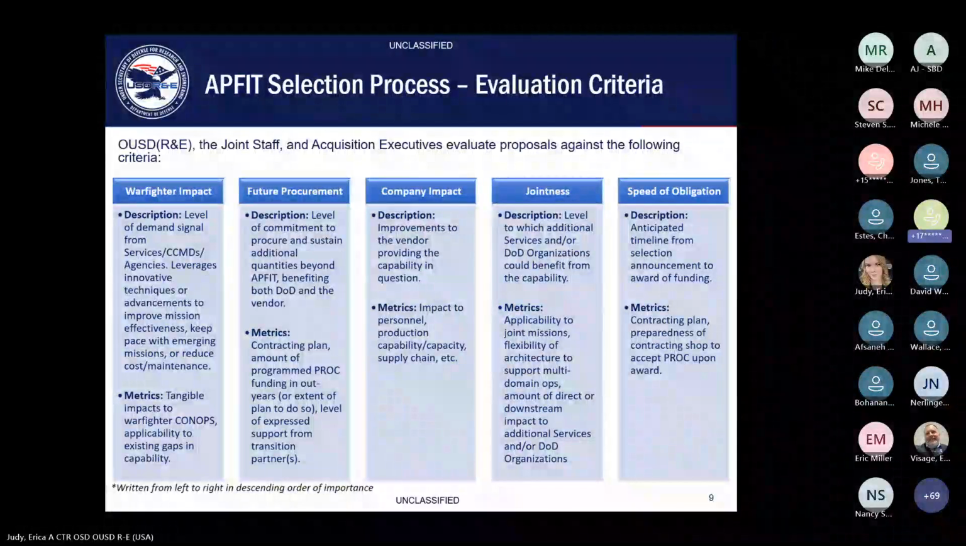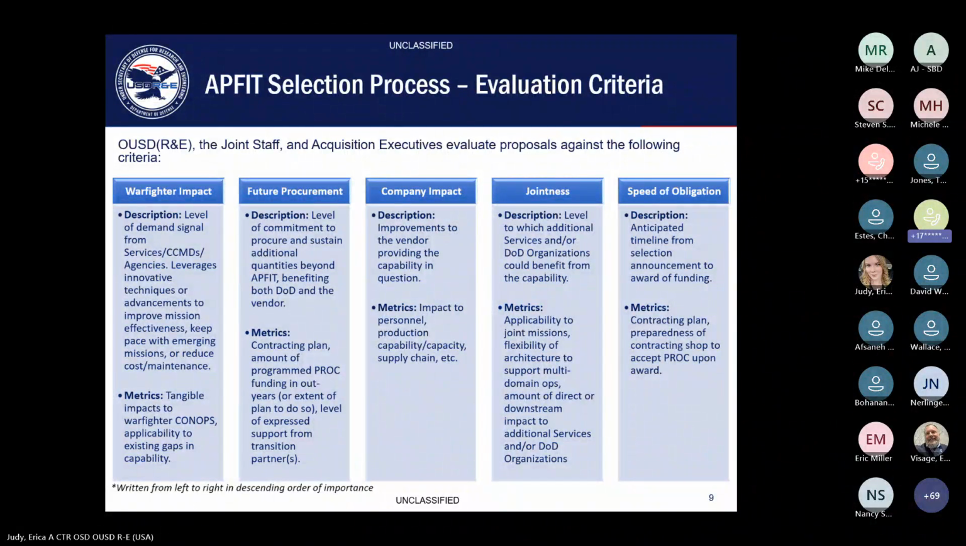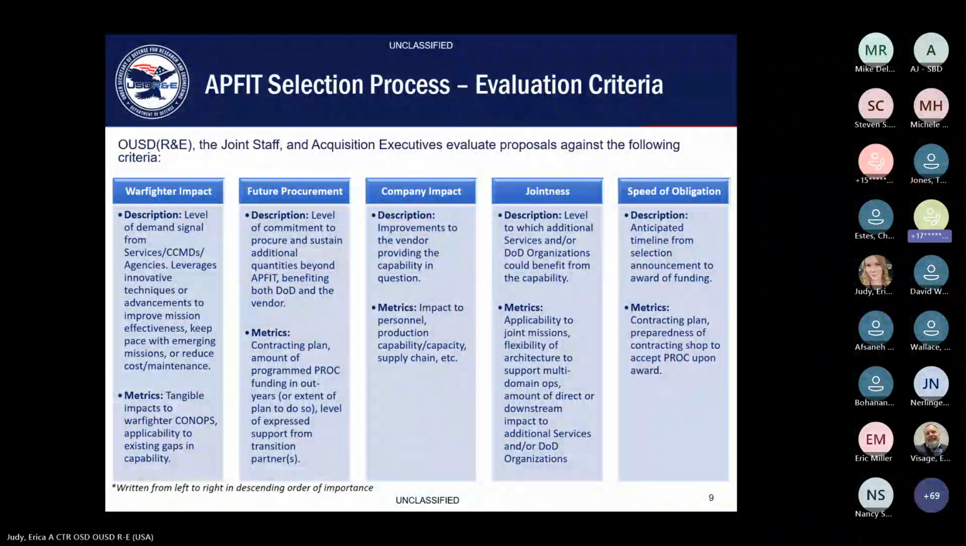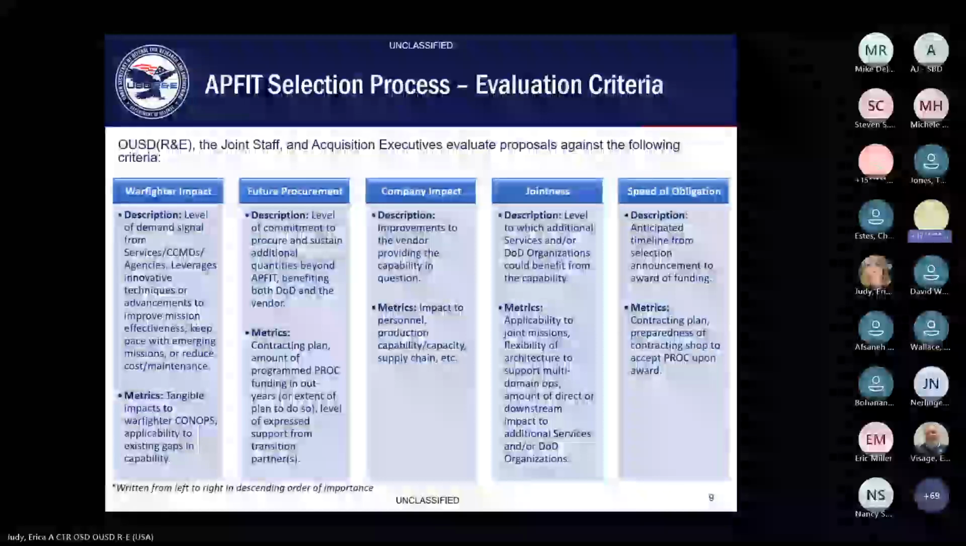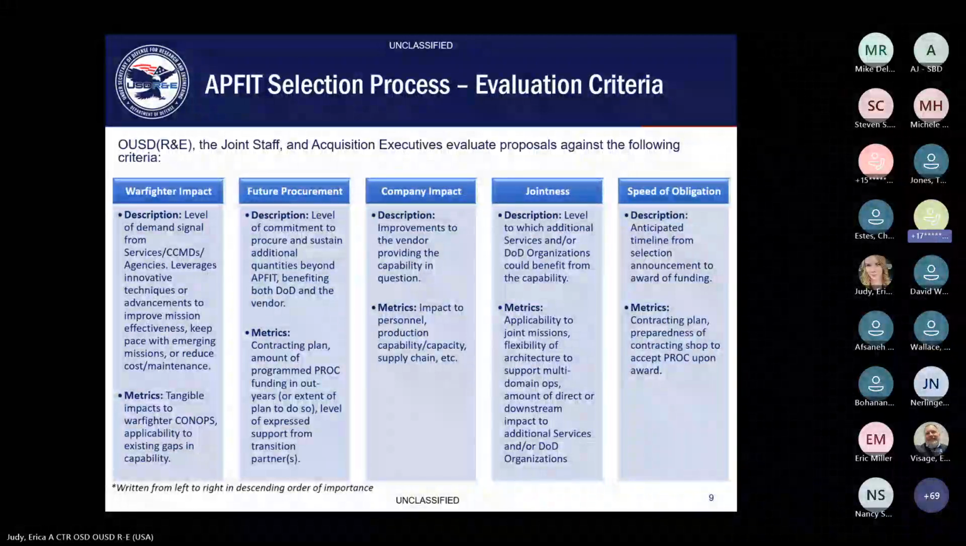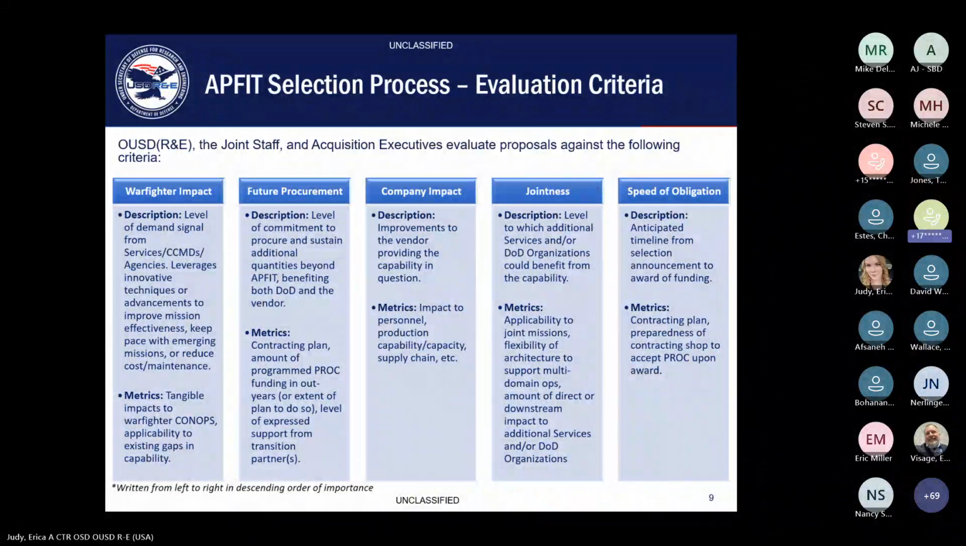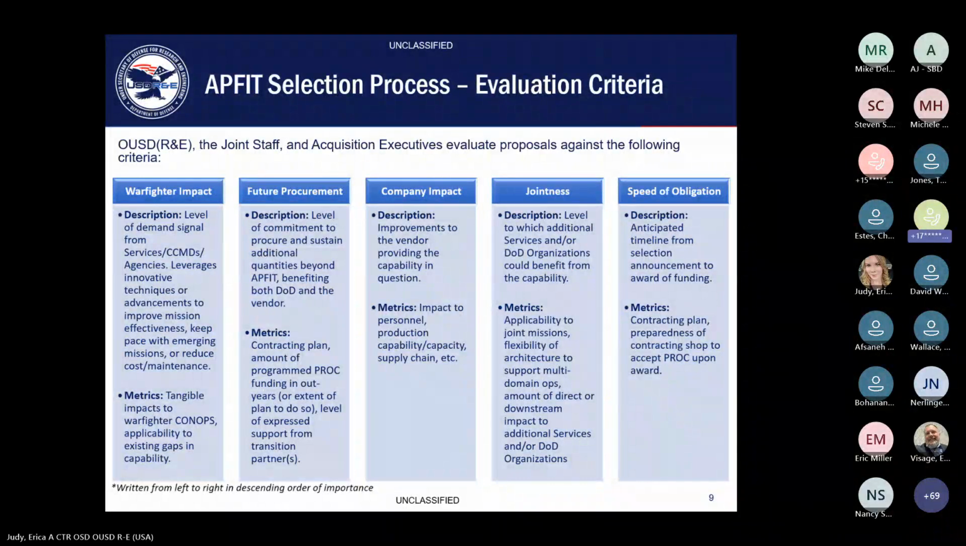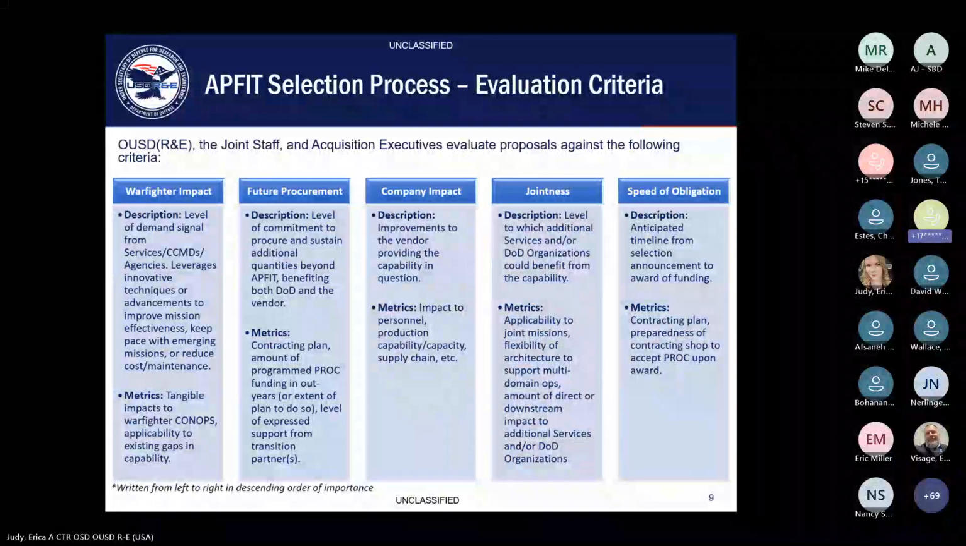Speed of obligation, this is when your government partner brings a project to us, we're going to look at their contracting path. Do they plan on going direct to cyber phase 3? Do they plan on using an OT, a production OT? Whatever the contracting path is, we want to have some understanding, because if all the other categories were equal, and one project was going to be on contract, you guys have the money in your hand in a couple of weeks, and the other one was going to take a year plus, we're going to pick the one that gets the money in your hands faster and the product delivered to the warfighter faster.